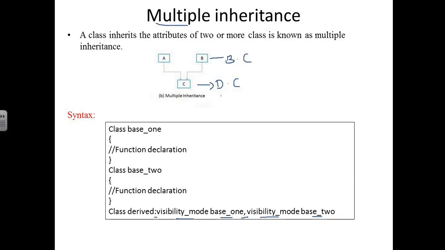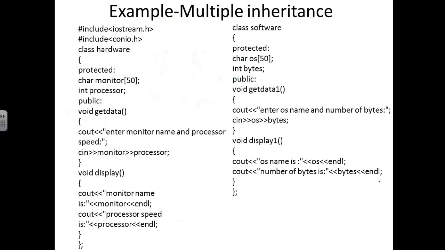If you know the syntax, then you can easily develop your own program. As the name says, multiple inheritance will have two base classes. A new class will be derived by keeping the attributes of two or more classes, and such type of inheritance is called multiple inheritance. In the syntax, how do we derive a class? Class derived colon visibility mode base 1 comma visibility mode base 2, right? So let us see the example program, so then we can have clarity.